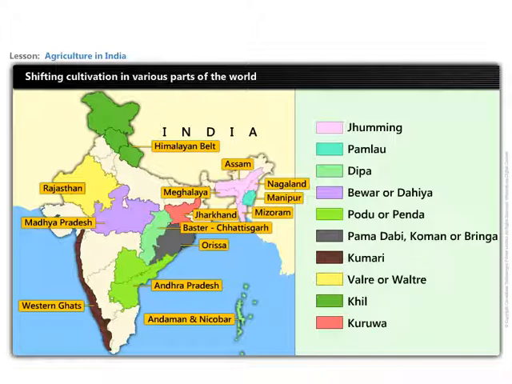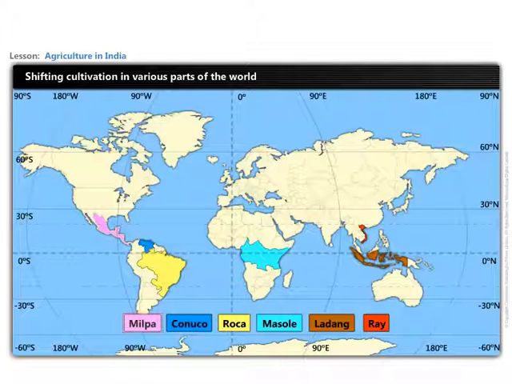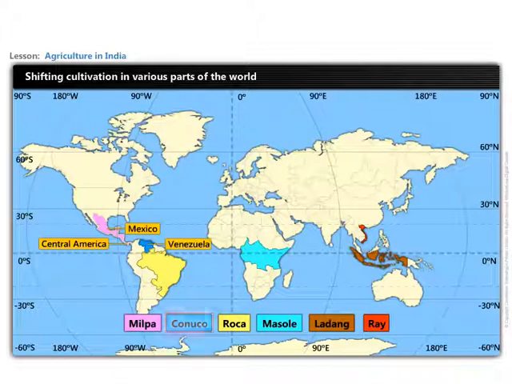It is known by different names even in different countries of the world, such as Milpa in Mexico and Central America, Conuco in Venezuela, Roca in Brazil, Masole in Central Africa, Ladang in Indonesia, Ray in Vietnam.